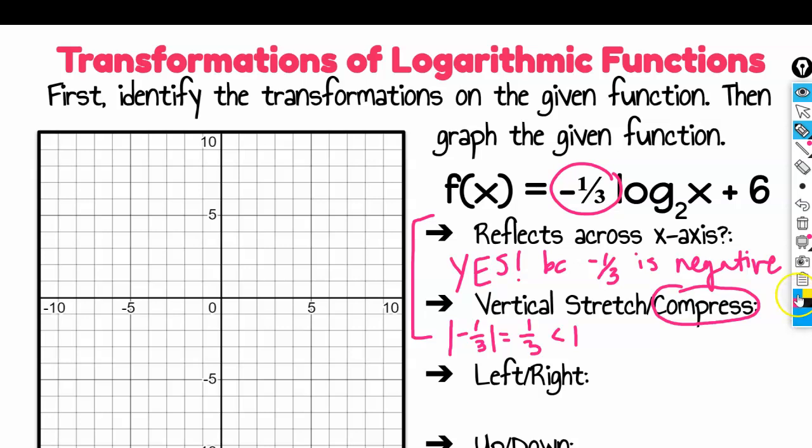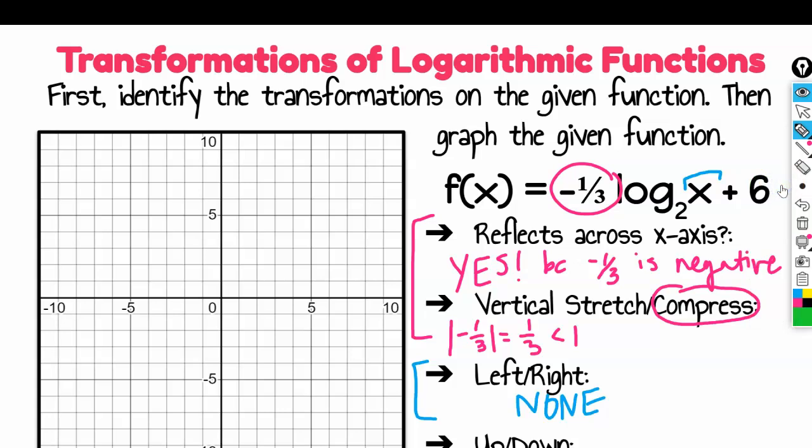Then I look at x. I look at if x is inside of the parentheses with some value. It is not. There is a plus 6, but it's not inside the parentheses with x. Therefore, it is not h, meaning that our graph does not move left or right.